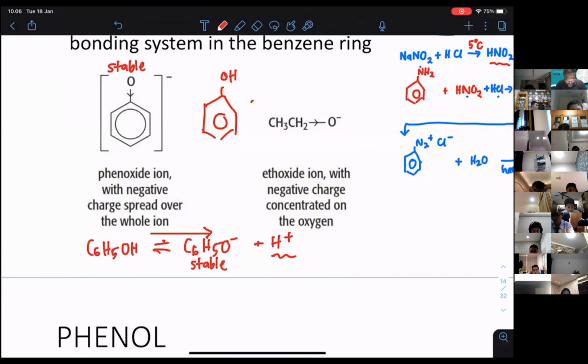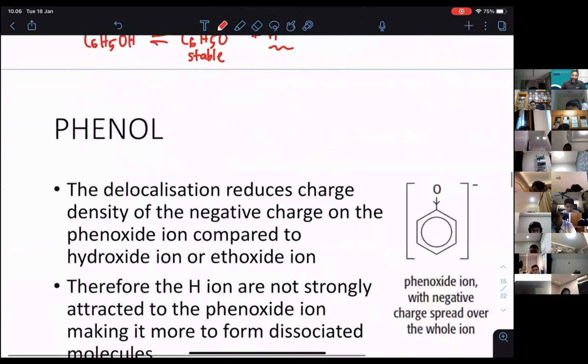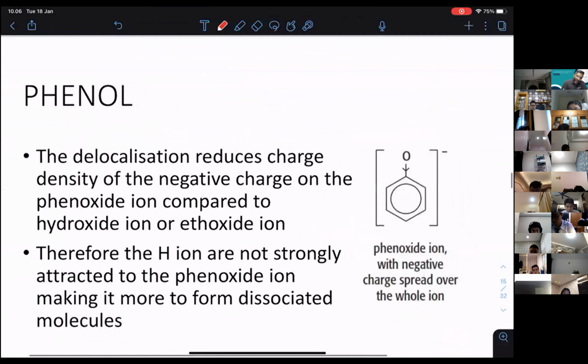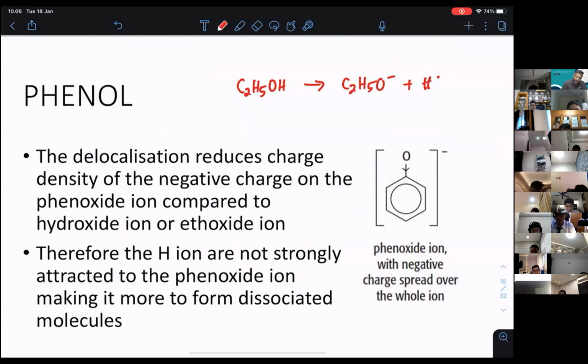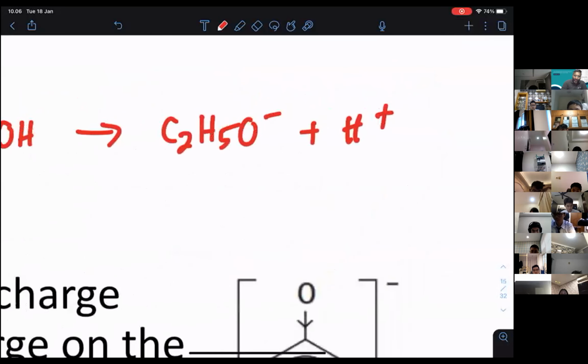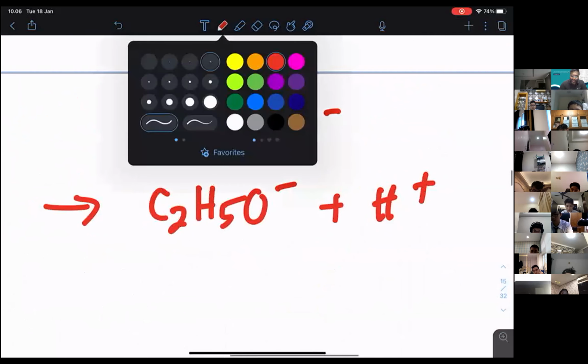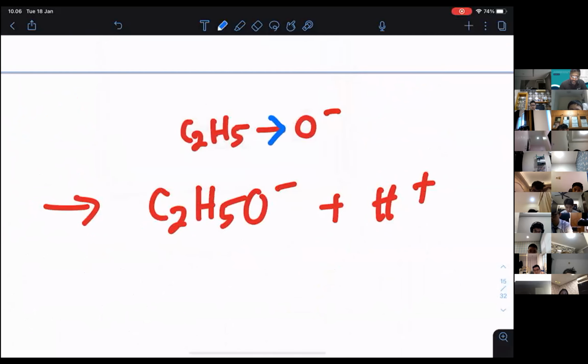So if you compare this with ethanol, ethanol is going to be slightly different. C2H5OH, so they are going to give you C2H5O minus and H plus. Do remember, in C2H5O minus, C2H5 is going to be an electron donating group. They tend to donate electron.